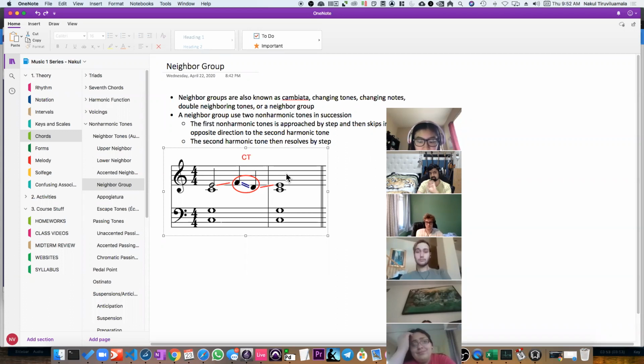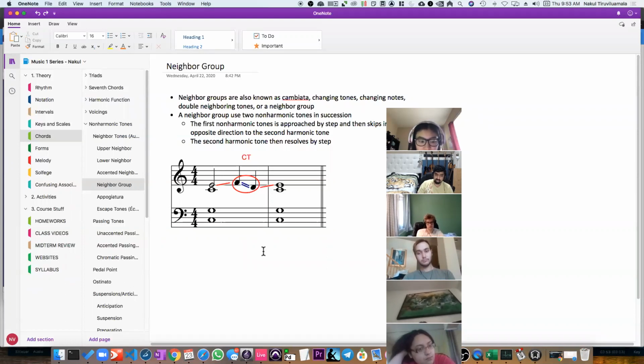Sometimes people use these terms to disambiguate one type of neighbor group from another. But for the sake of what we're going to learn right now, we're just going to focus on this one neighbor group. A neighbor group really has two non-harmonic tones in succession. You basically have an upper neighbor skipping down to the lower neighbor, back to the chord tone, right? So this E goes up, and then the D is like the lower neighbor of the E, and then it goes back up.